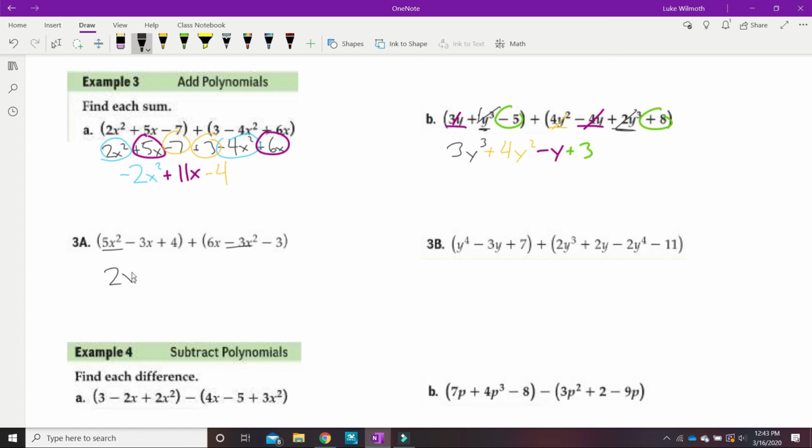We should have ended up with 2x squared plus 3x plus 1. And then on 3b, we should have had negative y to the 4th, and then 2y cubed. There's no y squareds. Negative 3y plus 2y is negative 1y. And 7, take away 11, is going to be negative 4. All right. Hopefully you got those right.